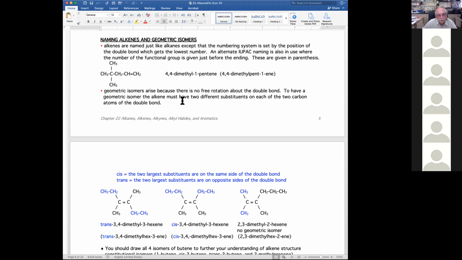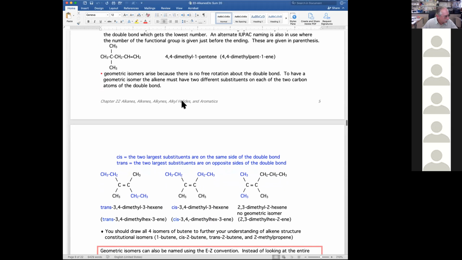So then, geometric isomers arise because you do not have free rotation about the double bond. So notice that in the cyclic forms, I can't simply put this anywhere I want. It's locked. I don't have free rotation about that bond in a cyclic compound. And when we look at double bonds, it's the same thing.